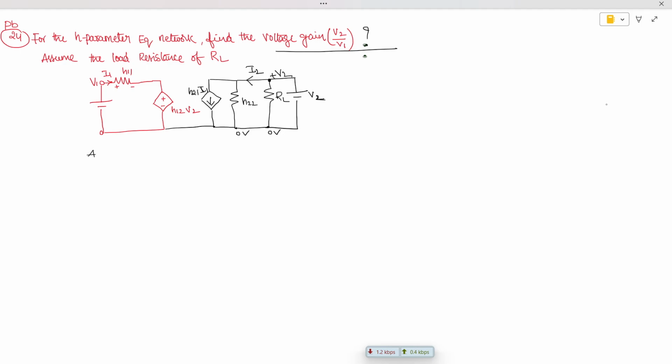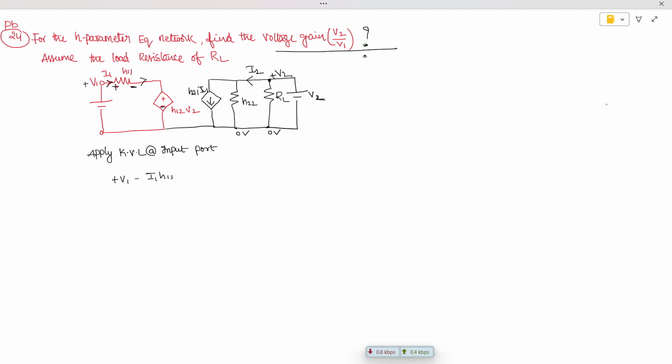Apply Kirchhoff's voltage law at the input port. See here, whenever the current is entering, this is positive, negative, and the polarities are already marked. Whenever the current is leaving, the polarity of voltage is V1, so plus V1, and the drop is minus. What is the drop? Whenever the current is leaving, the leaving polarity is minus, so minus I1 into H11.